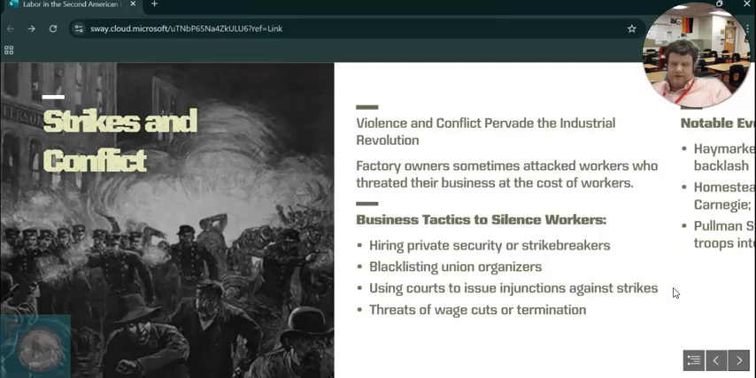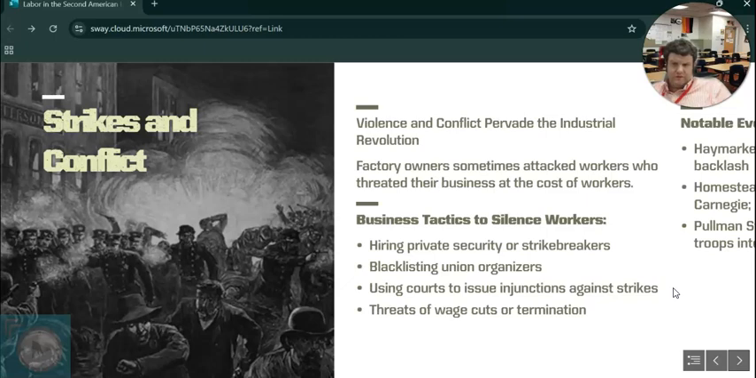This could be handled through blacklisting employees. Blacklisting is where an employer will tell other companies, hey, don't hire this person. They're part of the union, or they complained at my factory and caused a lot of problems. You don't want that at your factory. So blacklisting was a very common tactic in this time period.